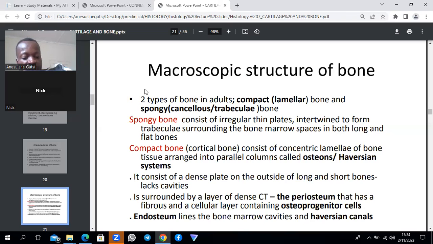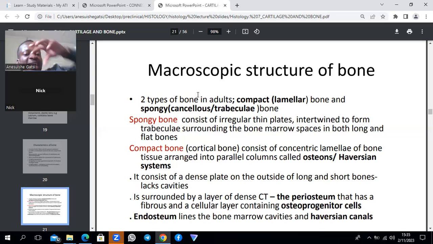But okay, great. Then the macroscopic appearance of bone. So we have two types of bone. Macroscopic is what we see by the eye, right? Microscopic becomes the histology. So from what we see with the eye, we have two types of bone. We have what we call compact, then we have what we call spongy. Of course, they have other names, but for the purpose of this talk, let's use compact and spongy.